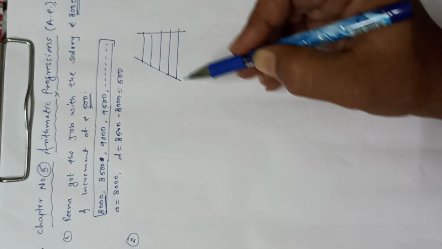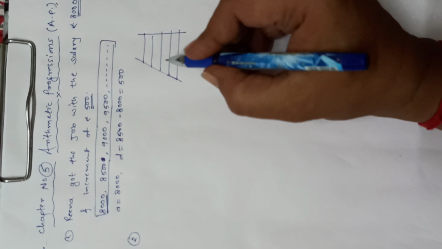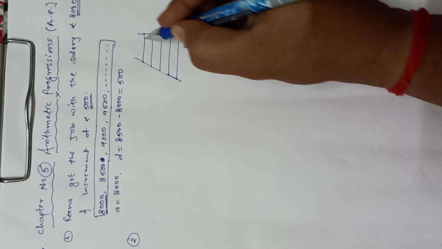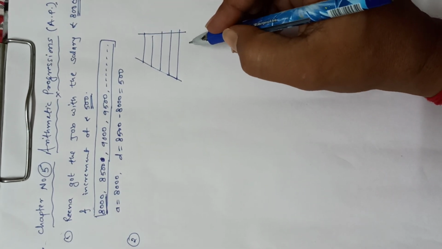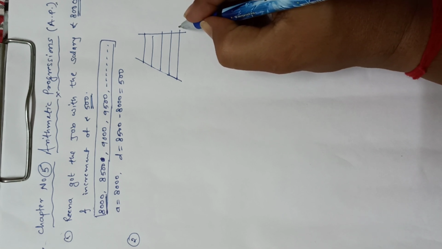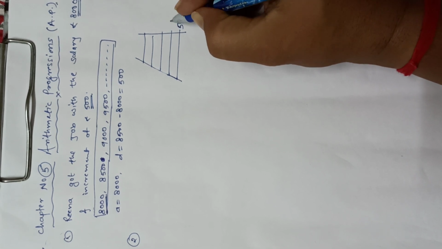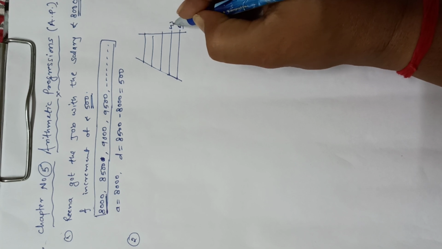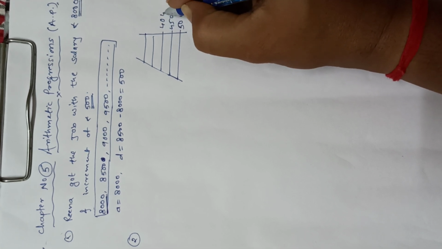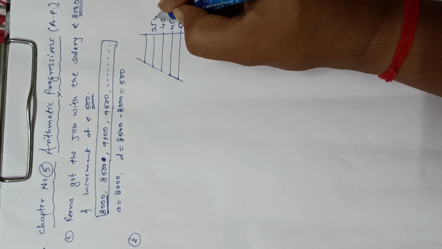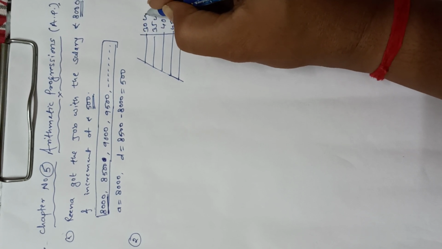Suppose there is one ladder. Say this is a ladder, and this ladder is having rungs. First, from bottom to top, this is first, second, third, fourth, fifth. This is a ladder. It is having rungs to go upside, bottom to top. Suppose the length of the rung at the bottom is 50 centimeter. This is 5 centimeter less, 45 centimeter. This will be 40 centimeter. This will be 35 centimeter, and this will be 30 centimeter.